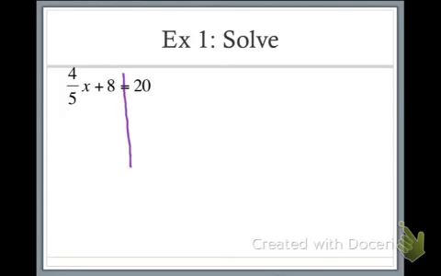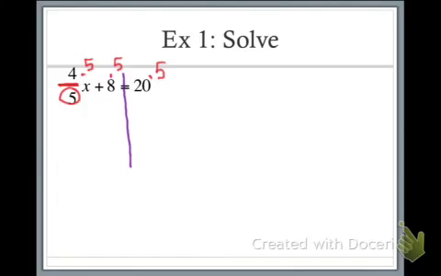Second checklist, do I see any fractions? And in fact, I do. We have a 4/5 x, and even though that's 0.8, I'm not going to change it to a decimal. I'm going to keep it as a fraction. But I want to remind you that, again, it's a fraction because of that divide by 5. So in order for me to get rid of the look of the fraction, what I'm going to do is multiply every single term by that denominator number. So the 4/5 x gets multiplied by 5, the 8 gets multiplied by 5, and so does the 20. Every single term on both sides gets multiplied by that denominator.